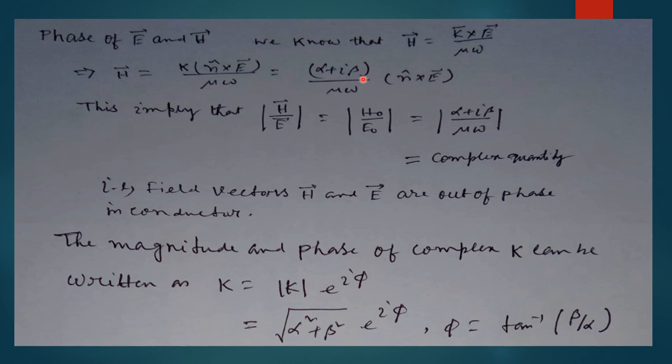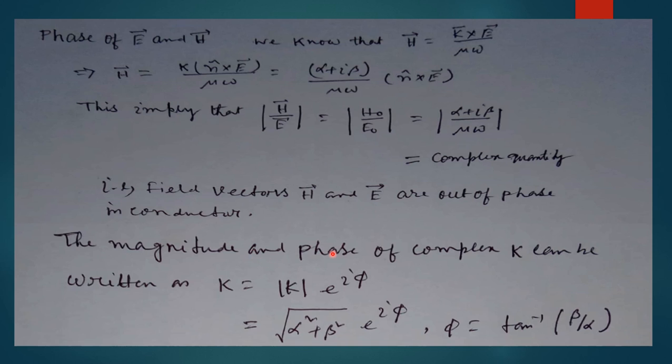From this equation, if we take the ratio of the mod value of H by E, it is equal to (alpha plus i beta) by mu omega, which is a complex quantity, here alpha plus i beta. That is, field vectors H and E are out of phase in a conductor.